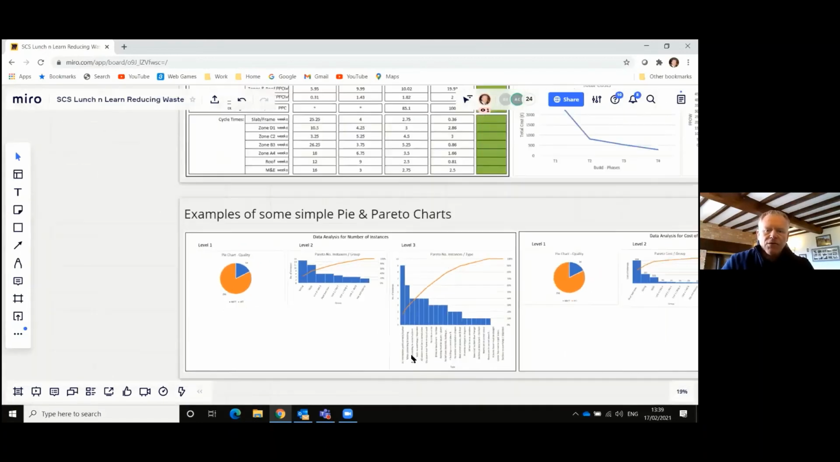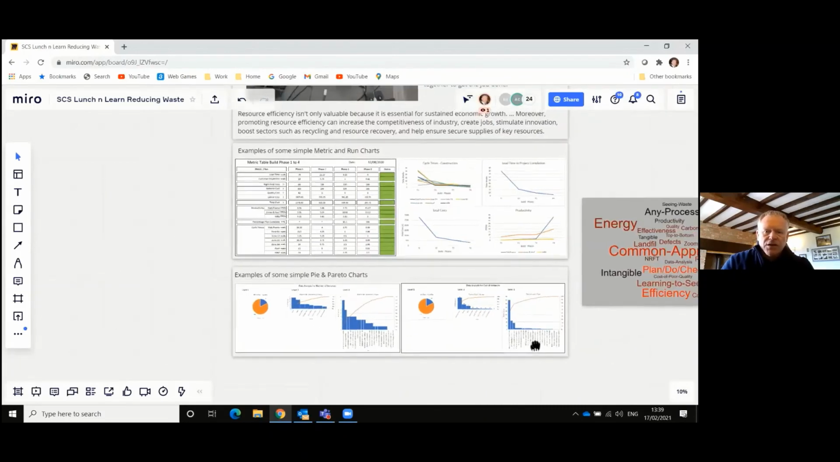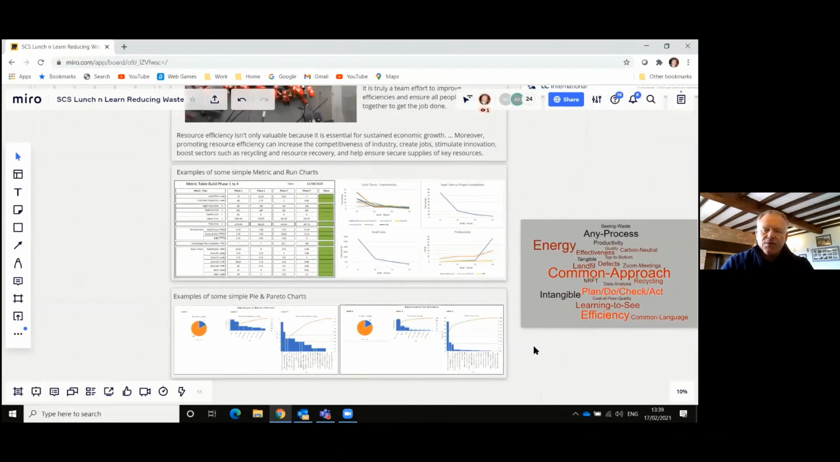So think about how you're using information that's around you, that's gathered by your business, not just to identify the waste, but to remove them as well.